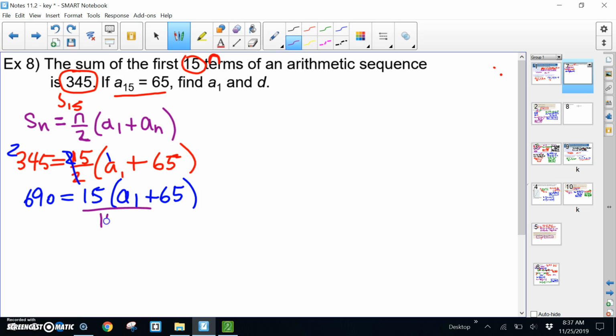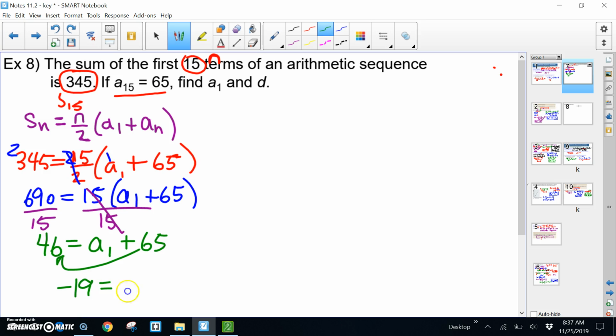Next step, I'll just divide by that 15 to cancel it. 690 divided by 15 happens to be 46. 46 equals A1 plus 65. Subtract the 65 over, and that's going to give me negative 19. A1 equals negative 19.